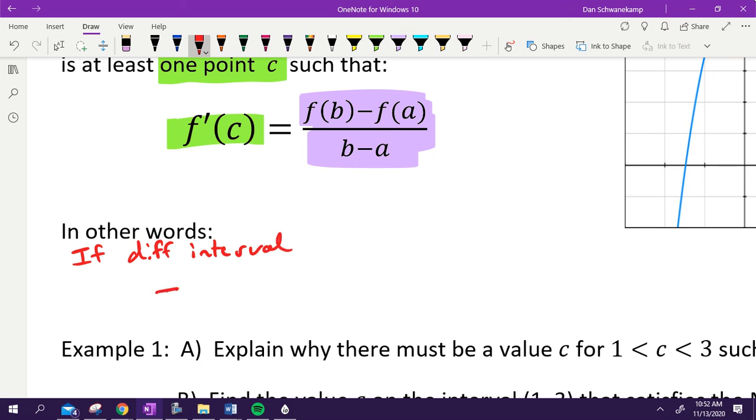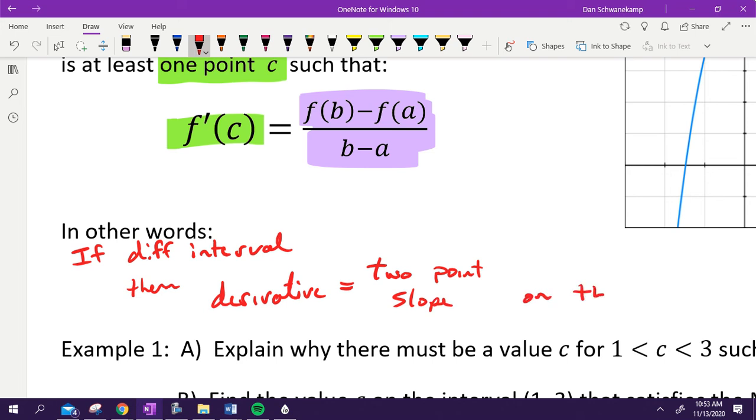Okay, so if a differentiable interval, then the instantaneous rate of change. What's another word? I keep using the phrase instantaneous rate of change. What's another word for instantaneous rate of change? Then the derivative has to be equal to the average rate of change. What does the average rate of change mean? The slope. The derivative has to be equal to the 2-point slope on that interval.